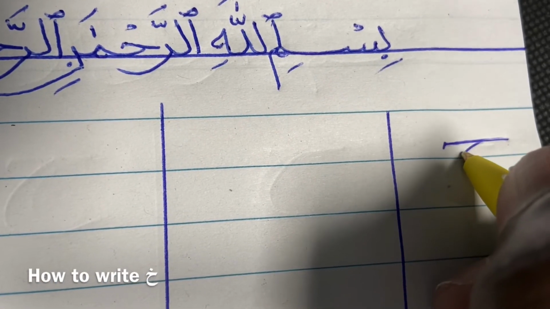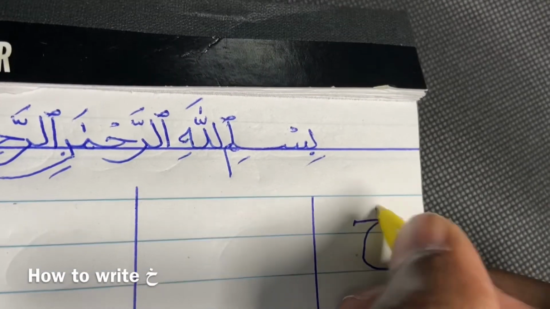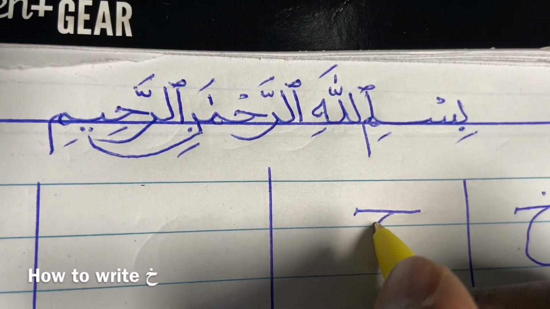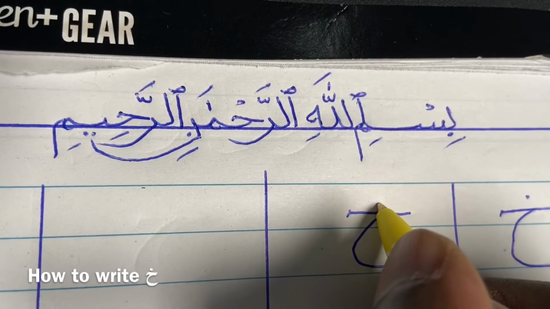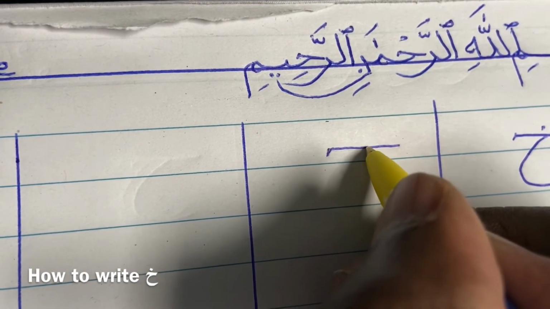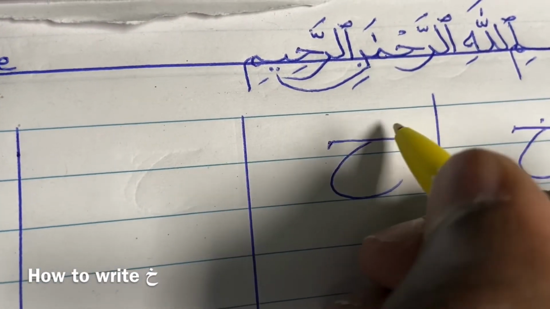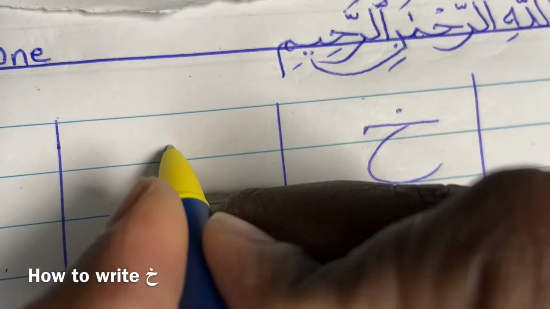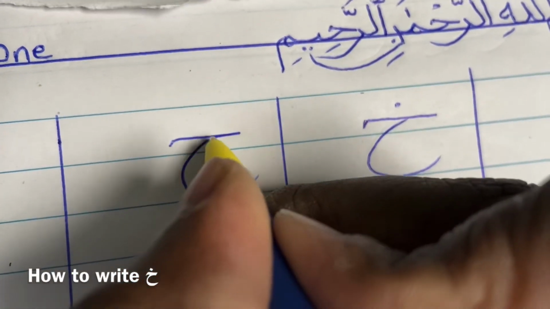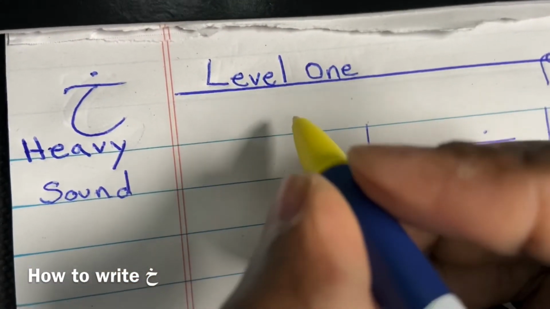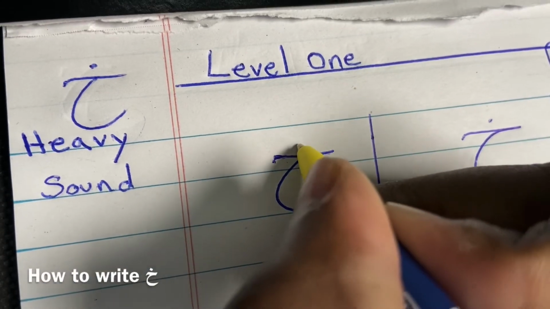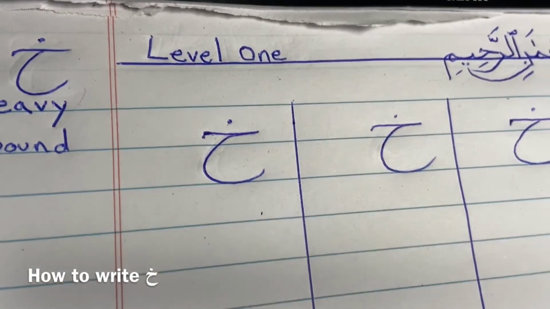Straight line, come back, down, and around. Say kha. Say kha, and kha has a dot on top. Straight line above the blue line. Come back, down, and around. Kha. So make sure you pronounce it correctly.